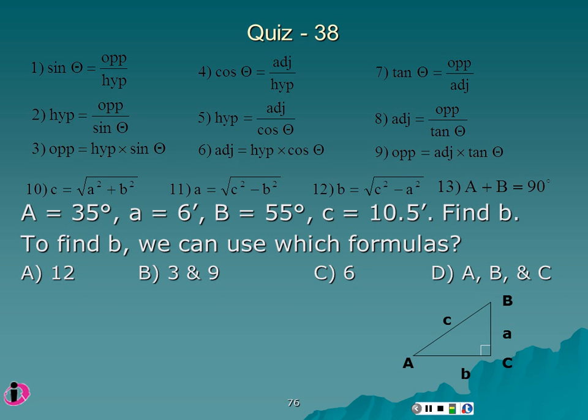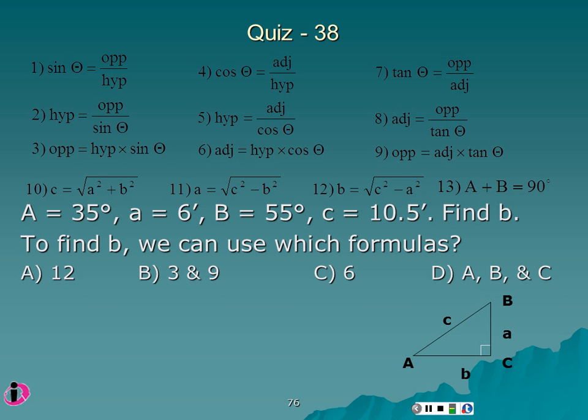Because b equals the square root of c squared minus a squared, where c and a are given. You see, c is 10.5 feet and a is 6 feet. We know the lengths. Apply it, get it done. Smallest, easiest. But you should also know that 3, 6, and 9 are working. They also work for the same thing.